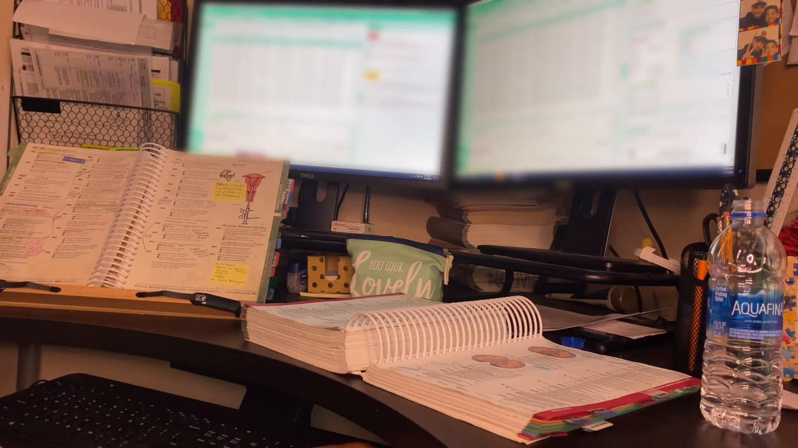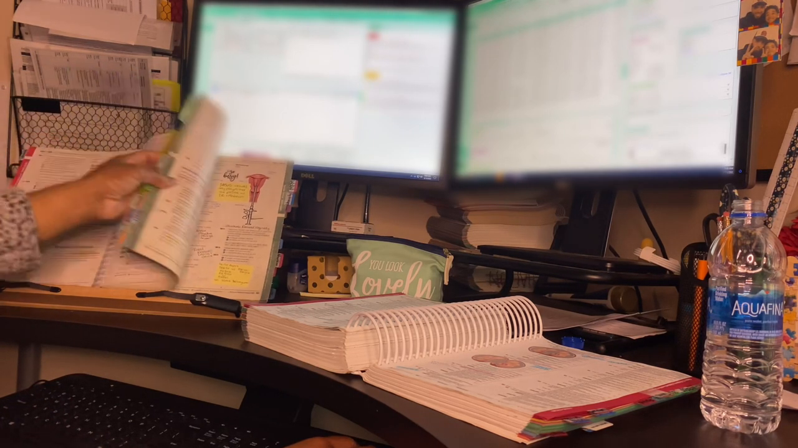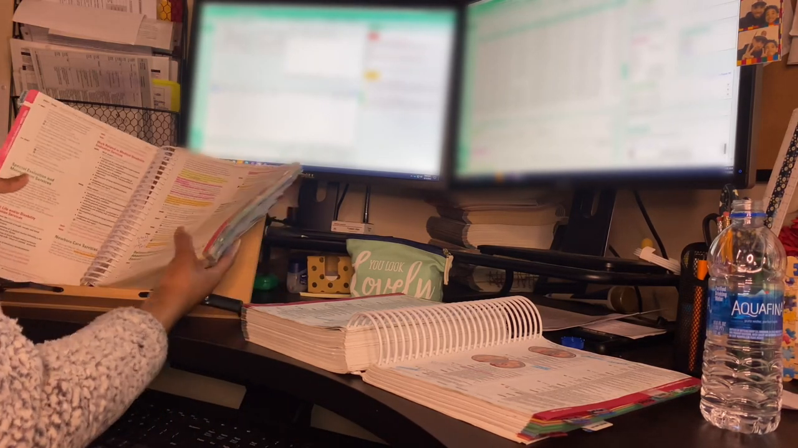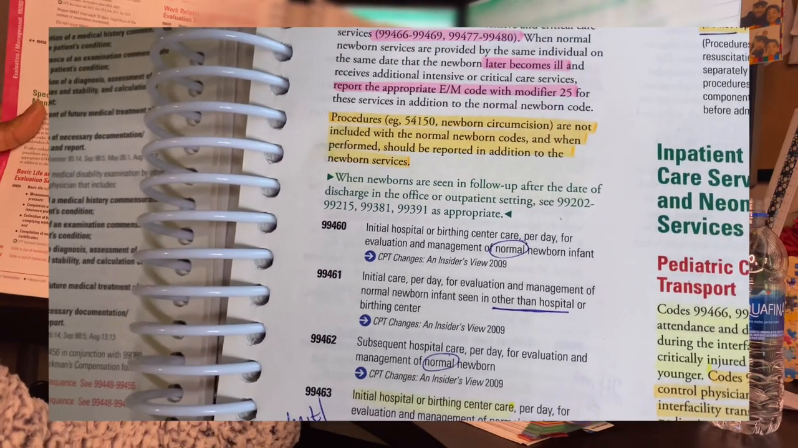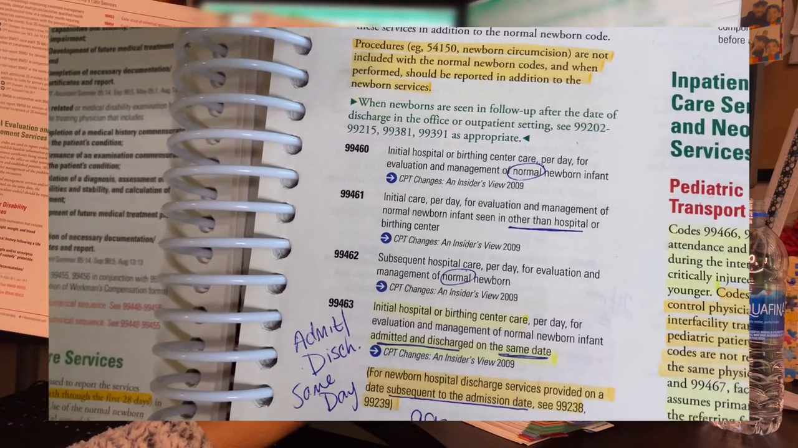let that one go. My next one, we have a newborn admission, 99460. I guess I can go over there. I don't know if you guys will be able to see it, because you guys are all the way over there. But these are our newborn codes, and we're looking at 99460.